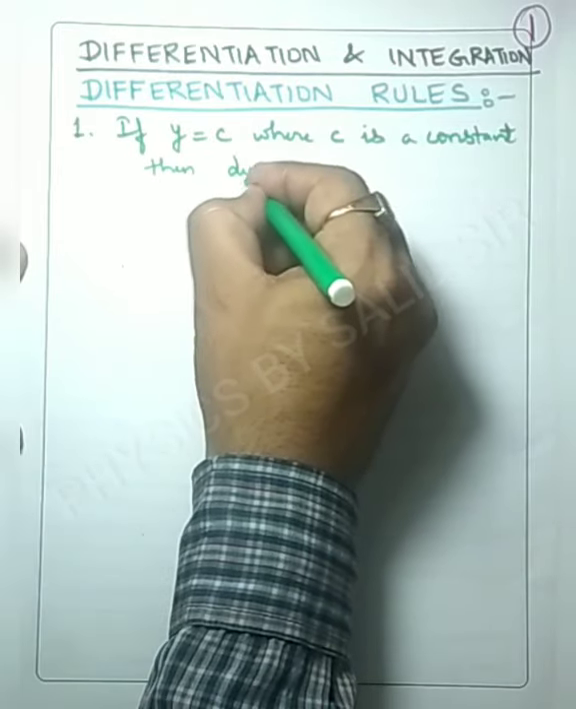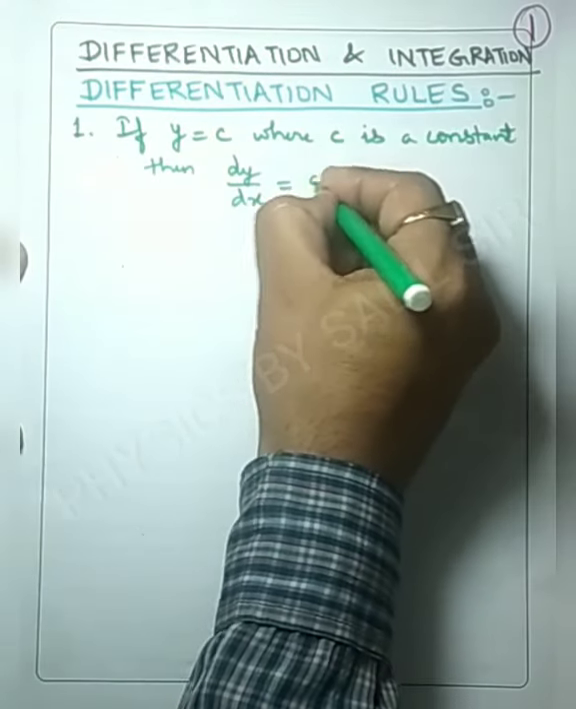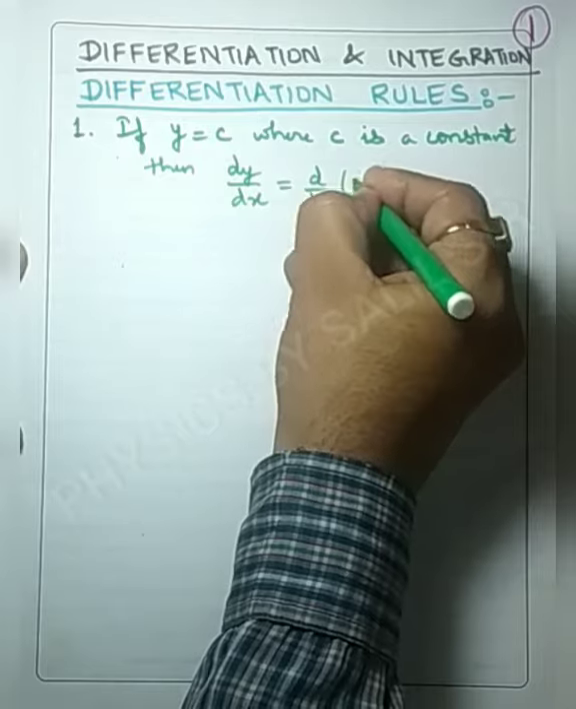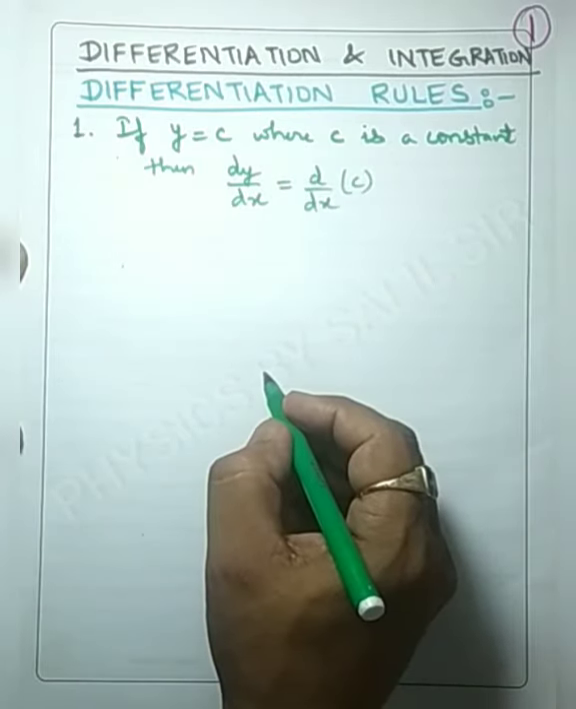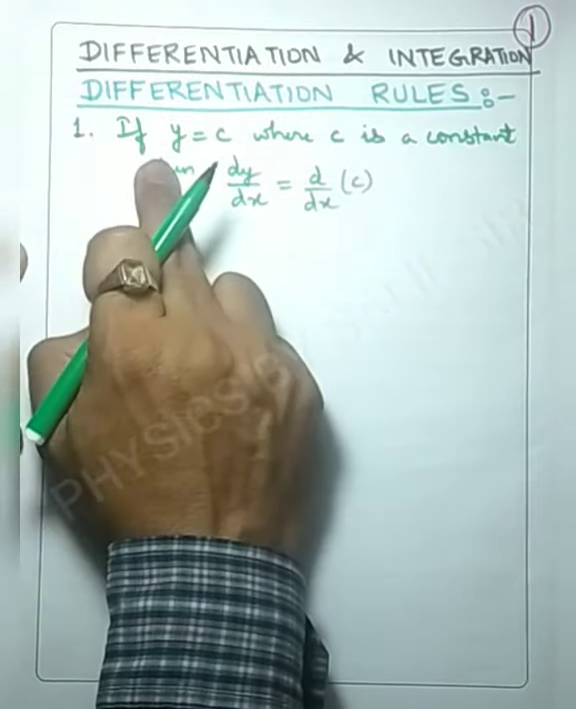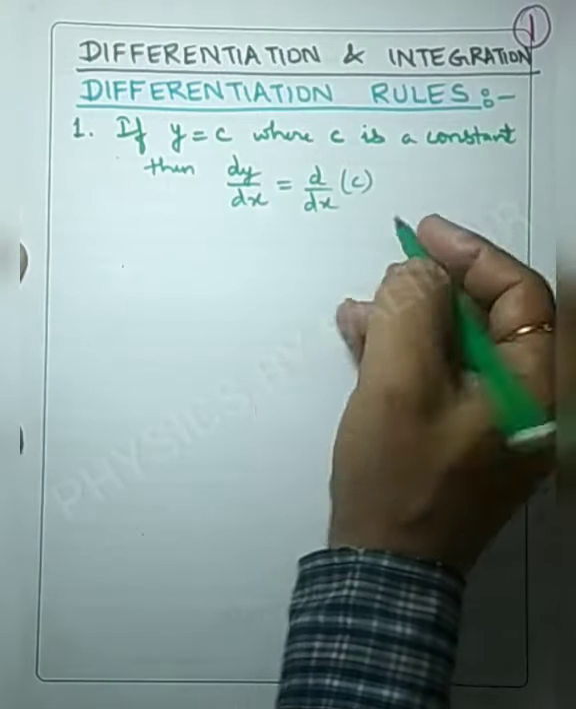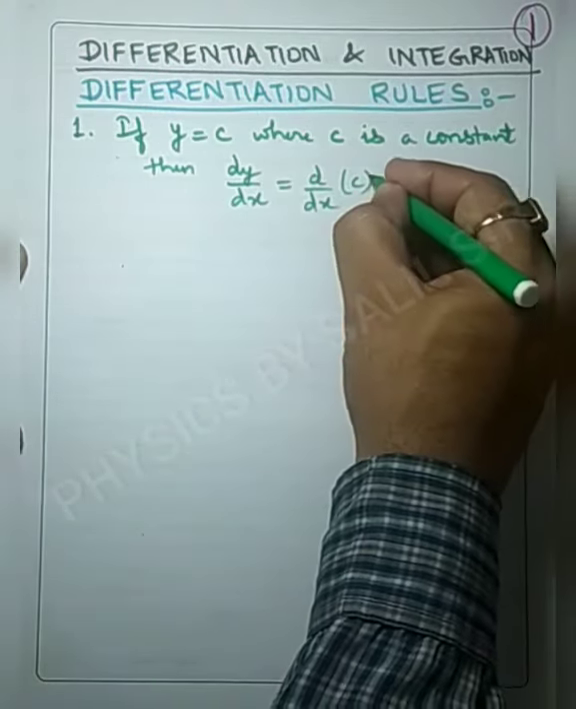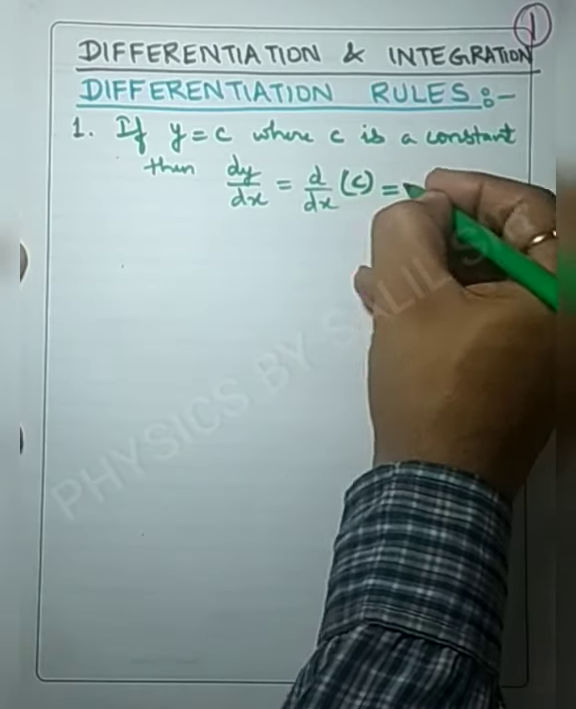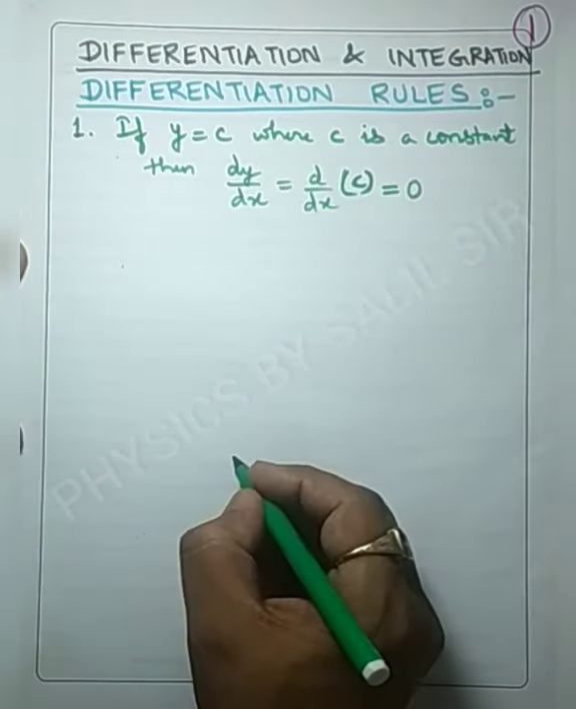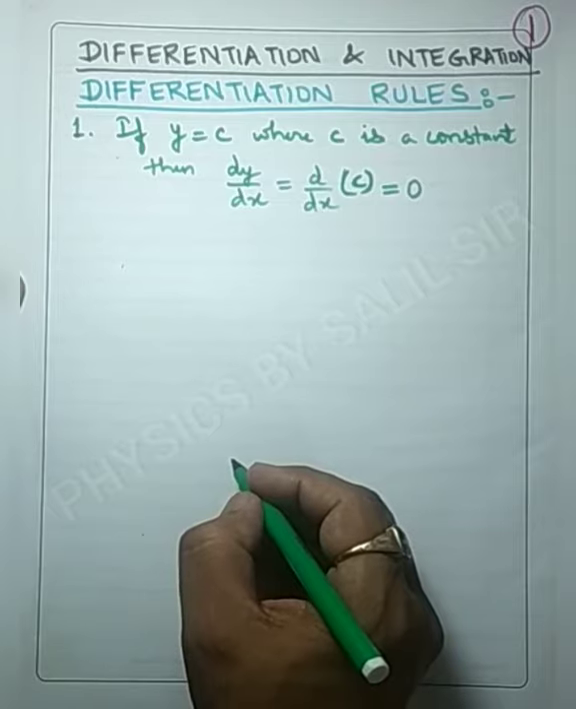So dy upon dx will be equal to d by dx of c. This means we have to differentiate both sides, LHS and RHS, with respect to x. The differentiation of any constant, here c is a constant, is 0.